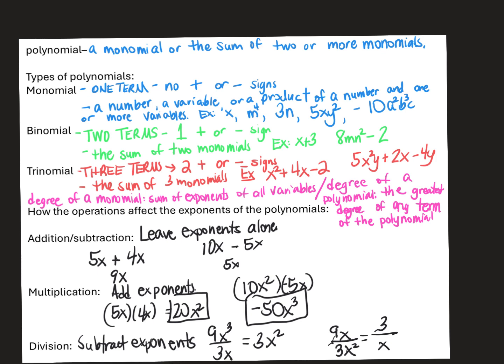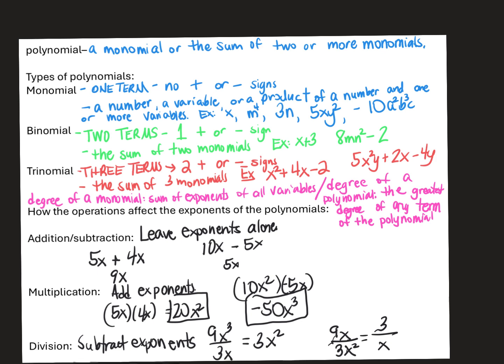I wanted to make sure to point out that a monomial is one term, no addition or subtraction signs. A binomial is two terms, only one addition or subtraction sign. And then a trinomial is three terms, two or more addition or subtraction signs. A monomial is a number, a variable, or a product of a number and one or more variables.